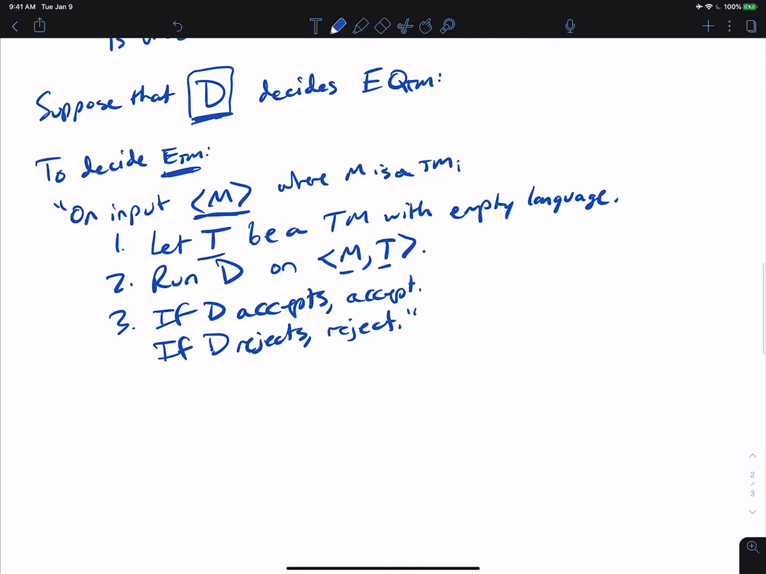Clearly, step 2 runs in a finite amount of time because D is a supposed decider for EQTM, and T we can just construct really easily. Step 3 runs in a finite amount of time too. So since ETM is undecidable, then EQTM is undecidable too.